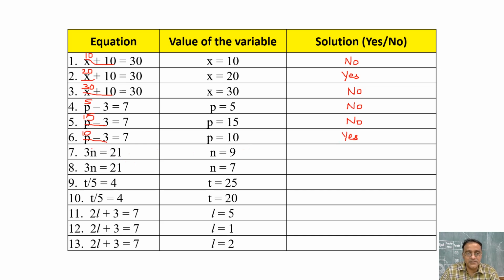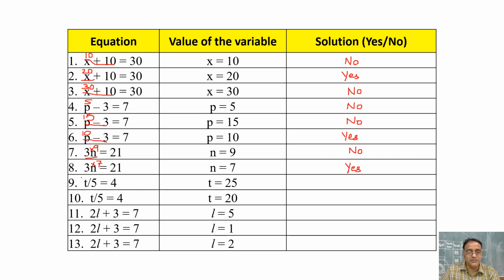Now if we substitute n equals 9, 3 into 9 is 27, which is not equal to 21. So the answer is no. If we substitute n equals 7, 3 into 7 is 21, which is equal to the RHS. So the answer is yes.